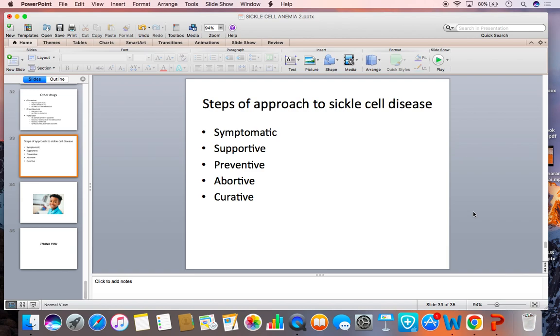The common steps of approach to sickle cell disease. Symptomatic, like pain relievers. Supportive, give folic acid and vitamin supplementations. Preventive, do immunization and antibiotic prophylaxis. Abortive, in acute condition, treat the patient to abate the severe infections. Curative, like gene therapy and stem cell transplantation. This is, in general, the steps of approach to a child with sickle cell disease.